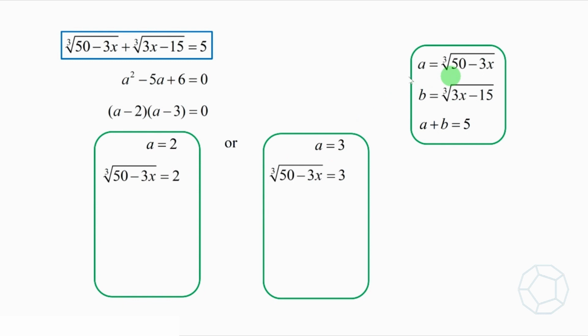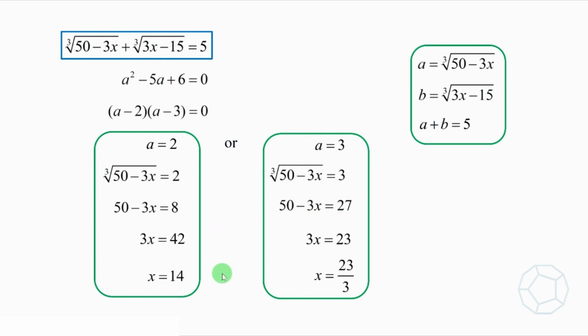We put back a equal to the cube root of 15 minus 3x into the two equations. Taking power 3 on both sides, we have 15 minus 3x is equal to 8 or 27. Solving the two simple linear equations, we get the answers. x is equal to 14 or 23 over 3. Do you expect that a cube root equation has two real roots instead of 3?